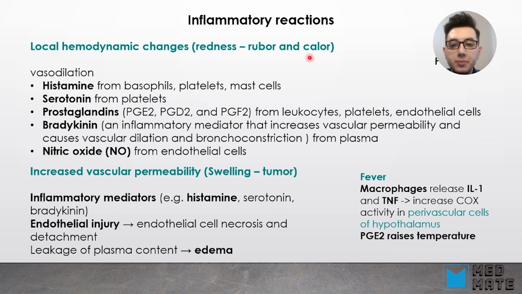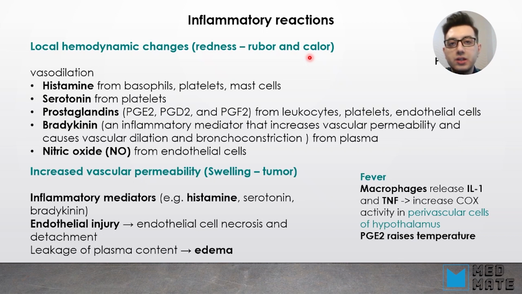Increased vascular permeability leads to tumor or swelling of the tissue. Now, inflammatory mediators of that are, again, histamine, serotonin, bradykinin, and also once there is a trauma or an injury to the tissue, there is endothelial injury. When there is endothelial injury, there is endothelial cell necrosis, and that leads to detachment of these cells, and that leads to leakage of plasma content into the tissue, and that develops edema, and edema causes swelling, because that's when there is accumulation of plasma content.